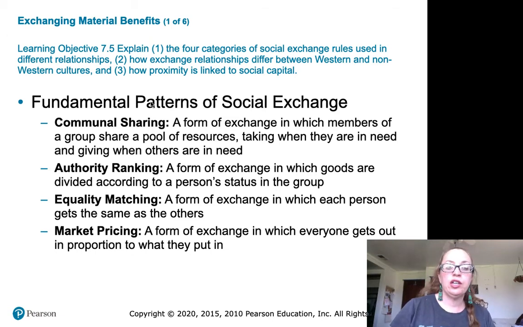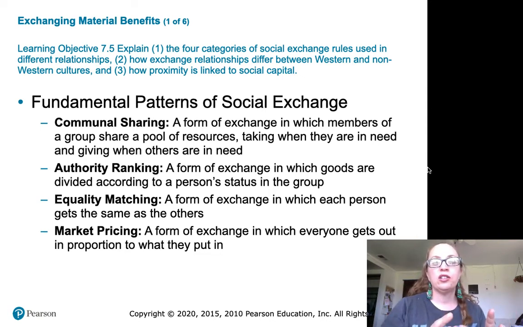So communal sharing is a form of exchange in which members of a group share a pool of resources, taking when they are in need and giving when others are in need. So communal sharing is like communism, or at least how communism is supposed to work. It usually doesn't end up this way, but everybody puts into a pot and then you take when you need it. So no matter how hard you work, you only take what you need, so that other people, even if they're not able to work as hard as you or able to produce as much, they'll still get what they need in order to survive, which is why communism sounds wonderful.